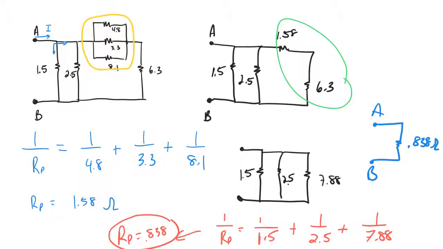Once we simplified what's circled in yellow, then we had stuff in series. But yes, anytime you can simplify series, right away do it, because you're just adding them up. Then go to your parallel branches. Then when you simplify parallel, you might have another series or something else, and then go from there.